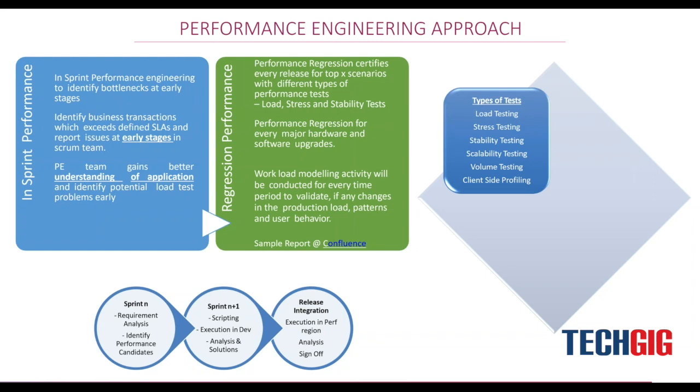Next comes stability, which is also called an endurance test. This test is to identify the memory leak of the application. To identify the memory leak, we'll run this test for a prolonged period of 8 hours, 16 hours, or 24 hours. You have to check with your application team owners to understand whether an 8 hour period is fine or 16 hours, and you can also give a recommendation based on the environment. You can say we are going to run for this many hours and the stability test will be performed.